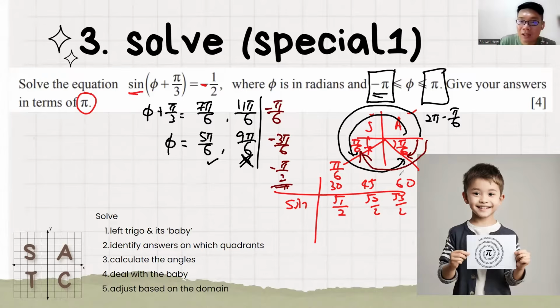Second negative angle is pi minus pi over 6, which is 5 pi over 6, but it's in the opposite direction. After minus pi over 2, we become minus 7 pi over 6, which already exceeds negative pi. So we have only these two answers. Done.